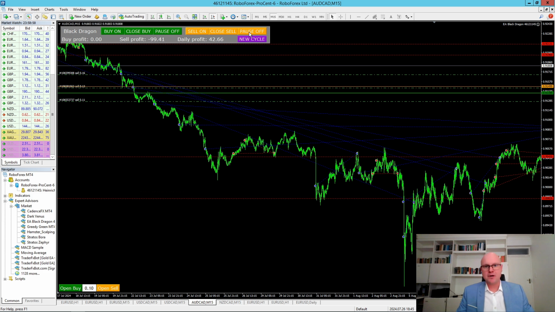Then on the orange side, we have the same sell on off. We have the close all sell orders, and we again have the pause on off. Then lastly, we have the option of starting new cycles, which means you can start a brand new cycle even though you are currently in one. Then at the bottom of the chart, we have a manual open buy and open sell order. And then if you have your option enabled, it will also manage those orders.